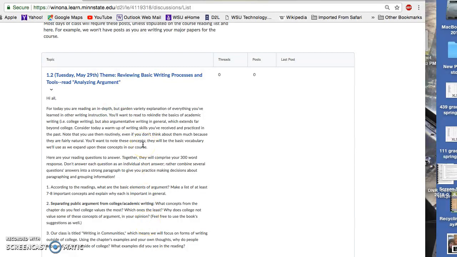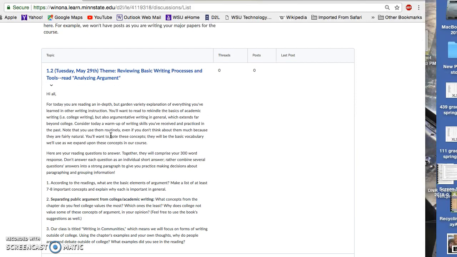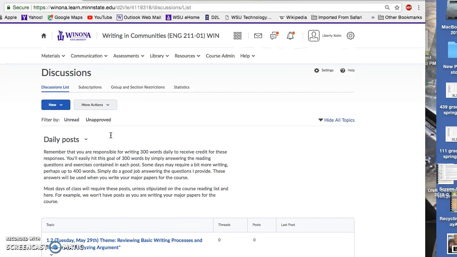Sometimes D2L crashes, so you might want to write your response in a Word doc and then copy and paste it if possible. That way, if your computer crashes, you don't lose your 300 to 400 words. Sometimes D2L crashes. Not very often, but it does happen.